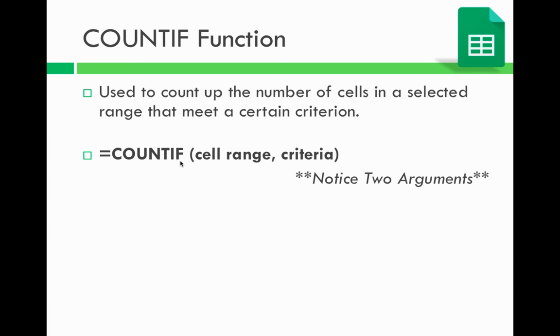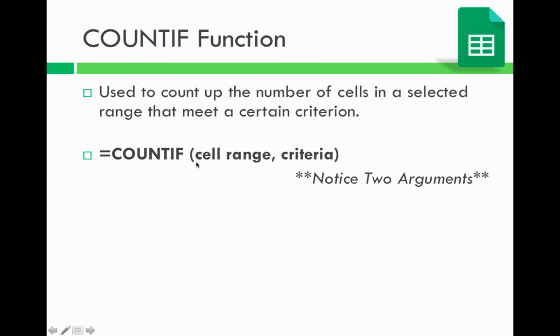This time, COUNTIF needs 2 arguments. This needs 2 pieces of data in order for this to work. So this is the first function that we're going to take a look at that requires more than 1 argument, more than 1 piece of data. I'll describe it and then I'll show you some examples.